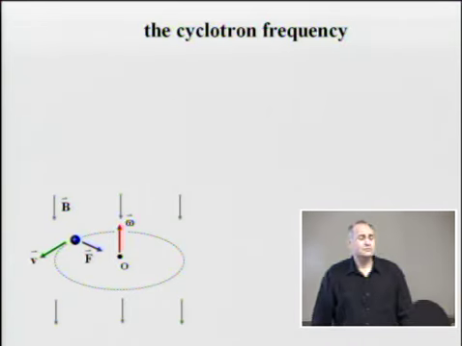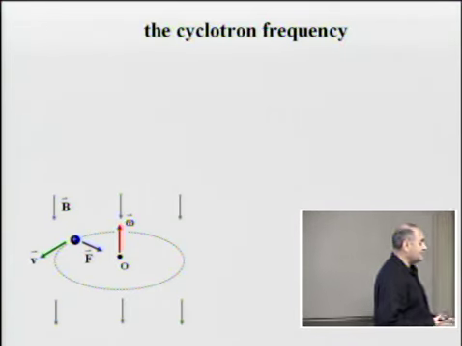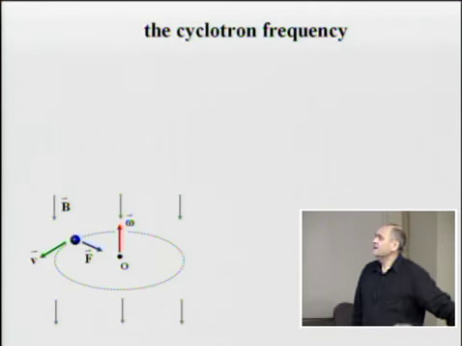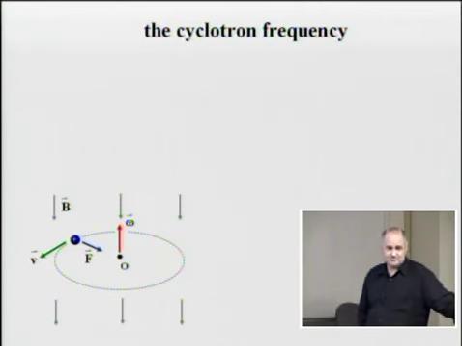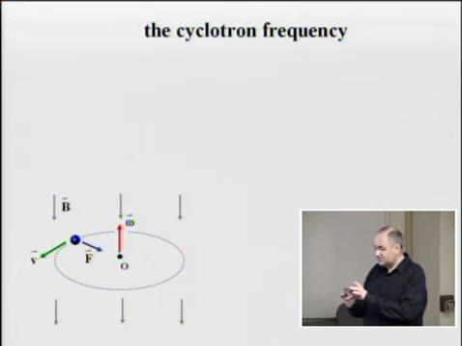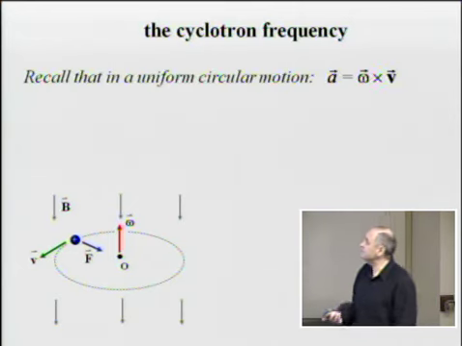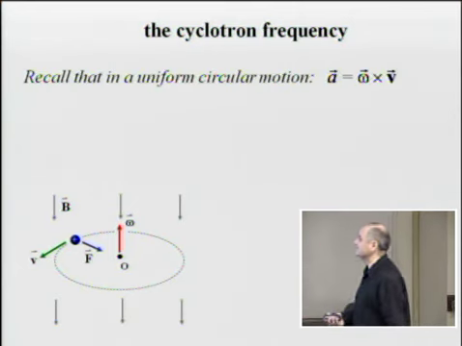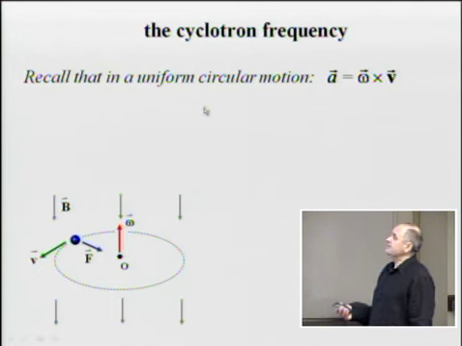I would like also to remind you something from Physics 1. A certain fact about uniform circular motion, or circular motion actually. In circular motion, centripetal acceleration happens to be equal to the vector product of angular velocity and velocity.